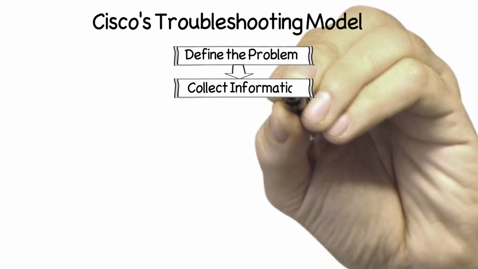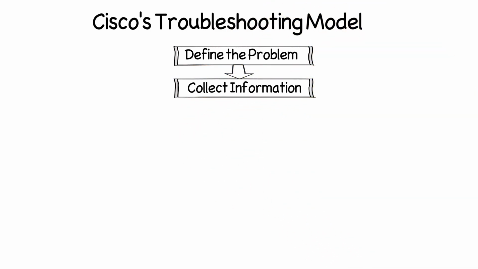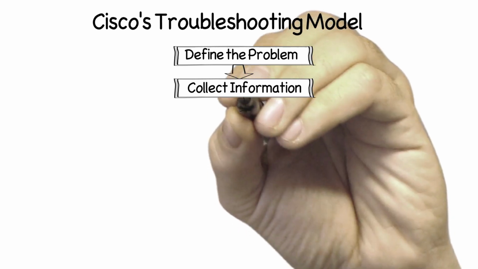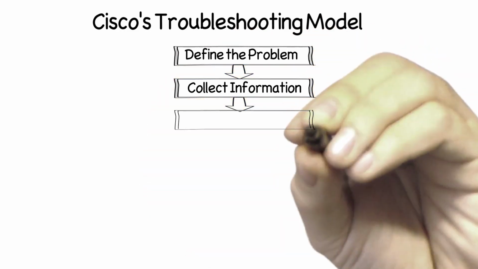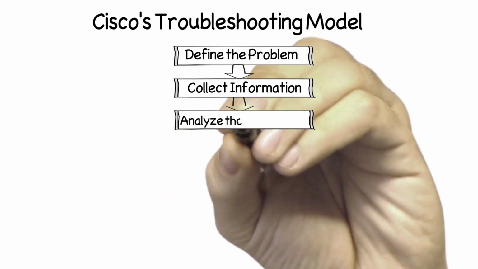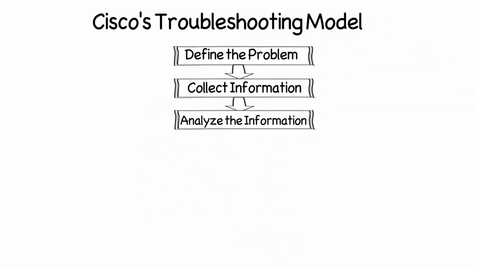That might involve interviewing the end user that reported the issue. It might involve giving show commands or debug commands on our Cisco routers or switches. And once we collect the information, we analyze it. And some of the information we collect, we might not understand at the beginning. We might give a debug command and not know what some of these messages are in the debug output. We might have to do some research.